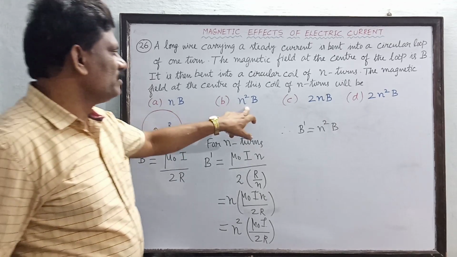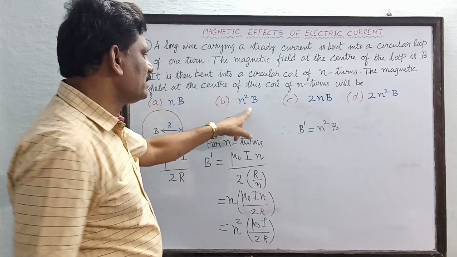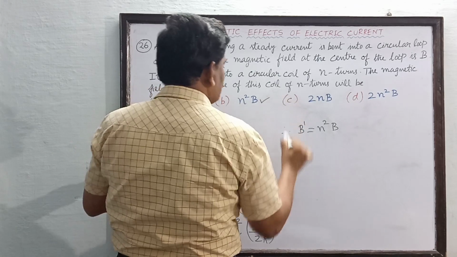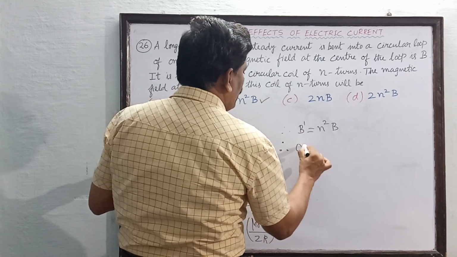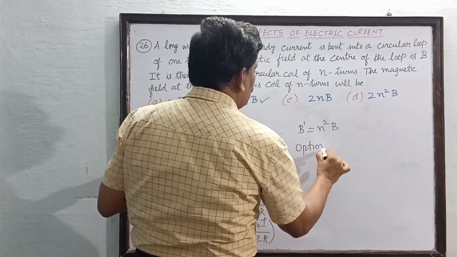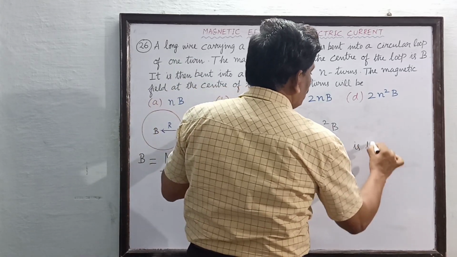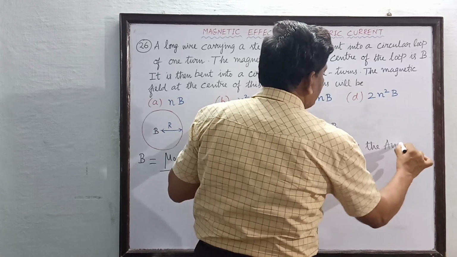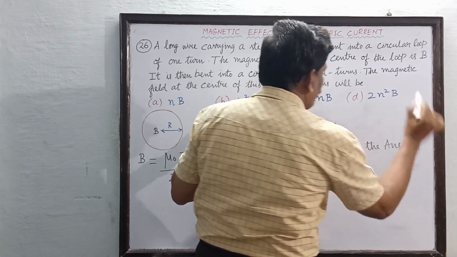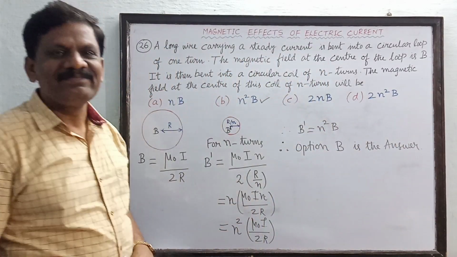So which is the option you see here? Option B is the right answer, n square times B. So this is the right answer. Therefore option B is the correct answer. Option B is the correct answer. Have you all understood? Okay.